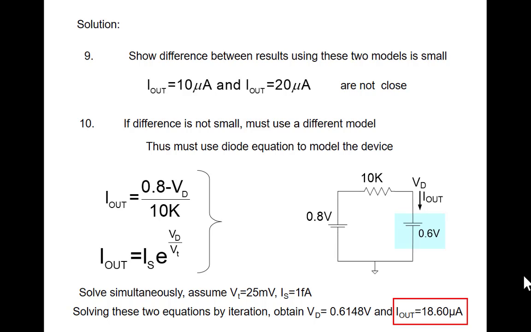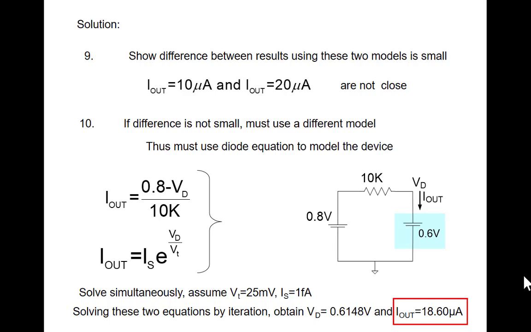If you put the diode equation in, we can again use Kirchhoff's voltage law. The output current is equal to this voltage minus this voltage divided by 10K. I guess that's Ohm's law I used there. And then the diode here has the relationship between the current and the diode voltage. I diode, which is I out, is equal to IS e to the VD over VT. Now all I have to do is solve these two equations.